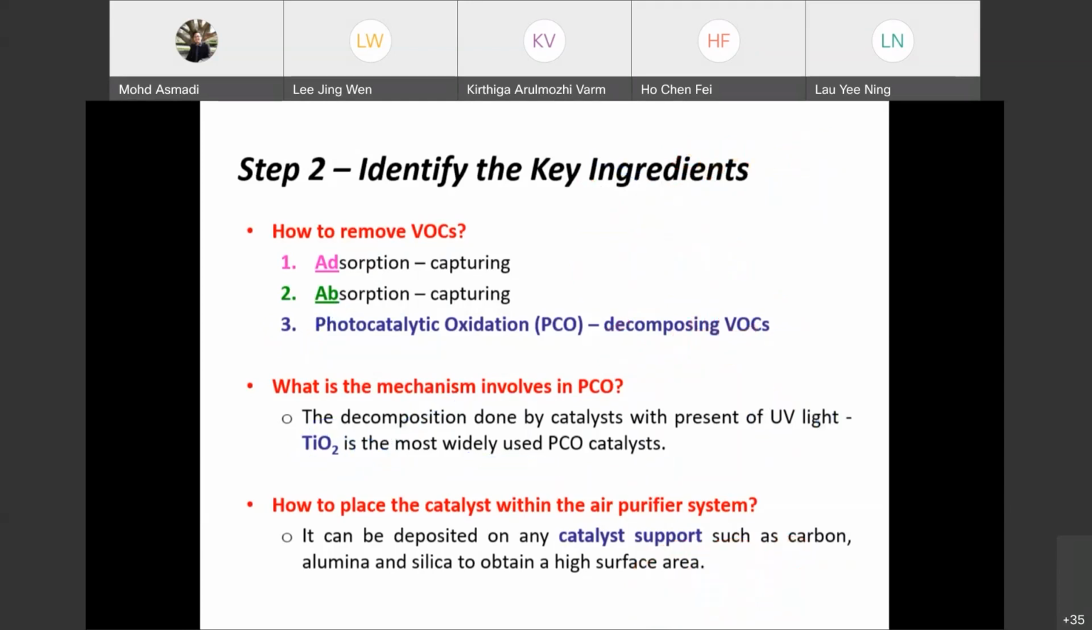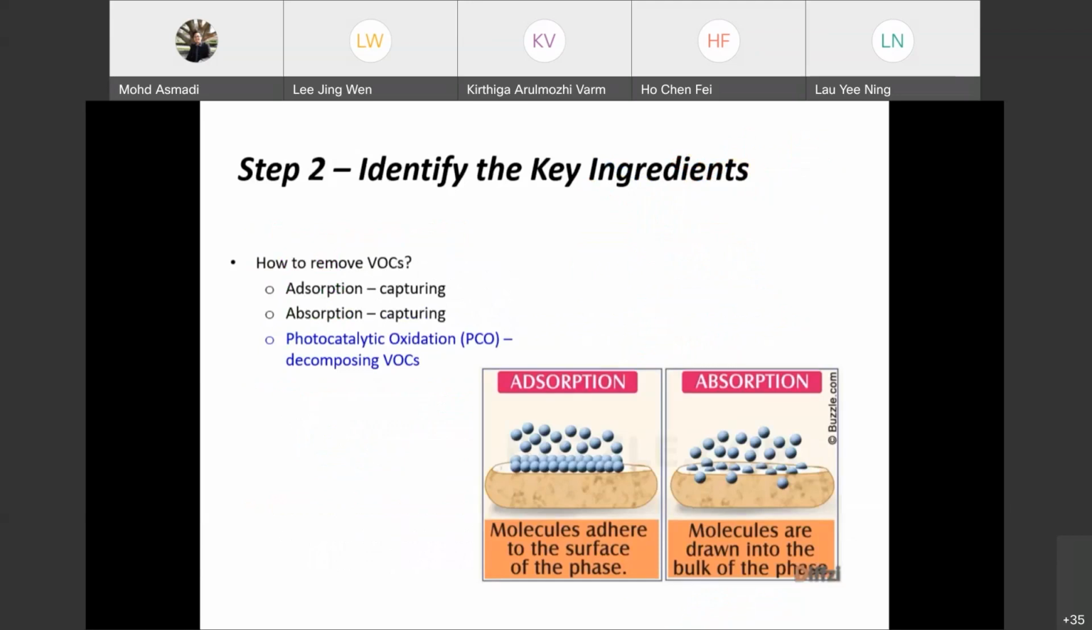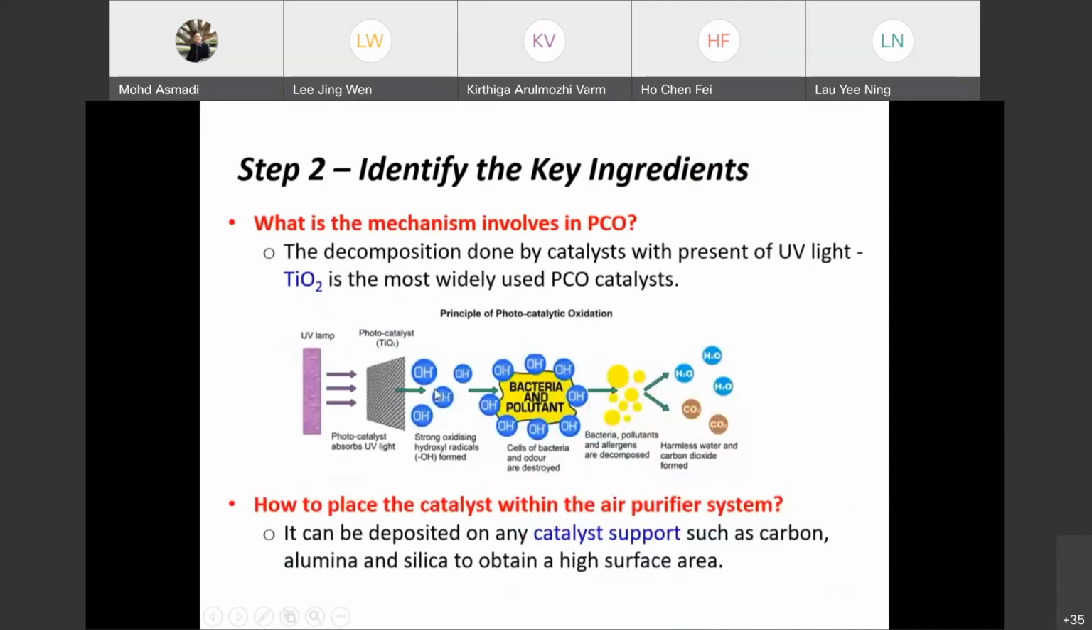Okay. So this is the difference. If you look at here, absorption and desorption. This one I already explained, right? Absorption and desorption: this is molecules drawn into the bulk of the phase, while this one only adheres or sticks on the surface of the catalyst. Okay. And then what is the mechanism?